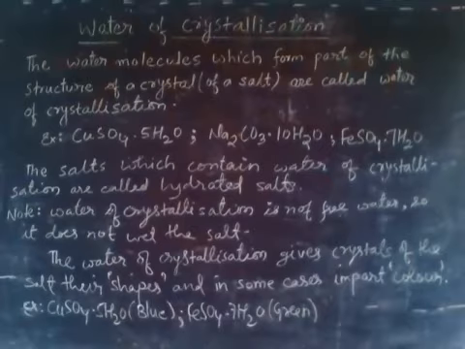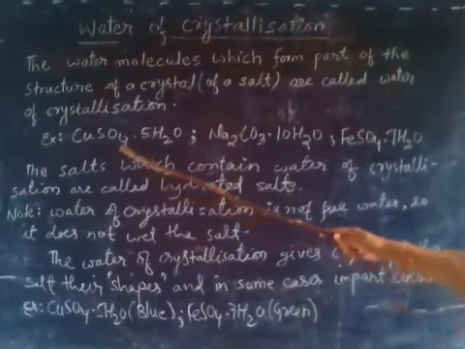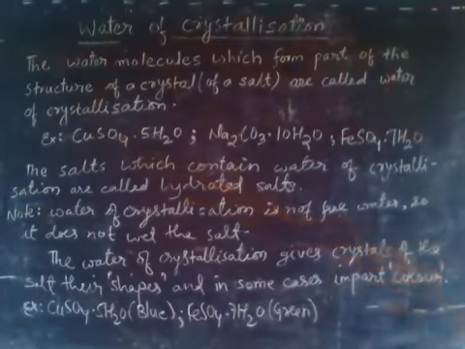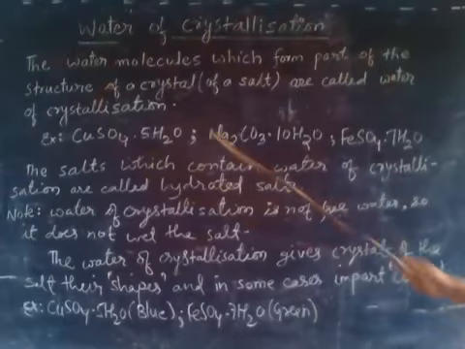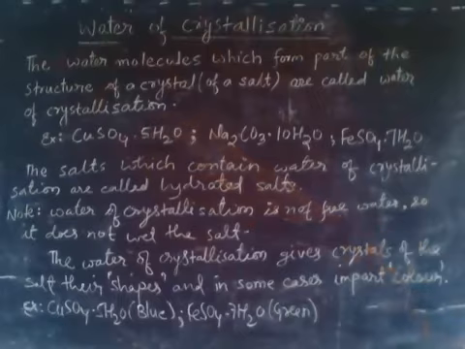As you can see in the examples given here, CuSO4·5H2O, Na2CO3·10H2O, or FeSO4·7H2O. So what you find here is that there are some water molecules which form a part of their crystal structure. Now, what are these water molecules termed as? These are not free water molecules. So these water molecules are termed as water of crystallization.